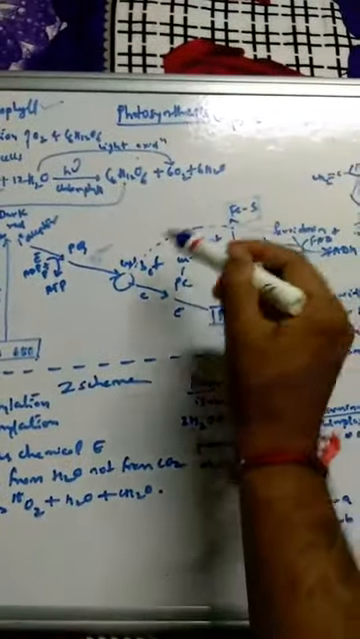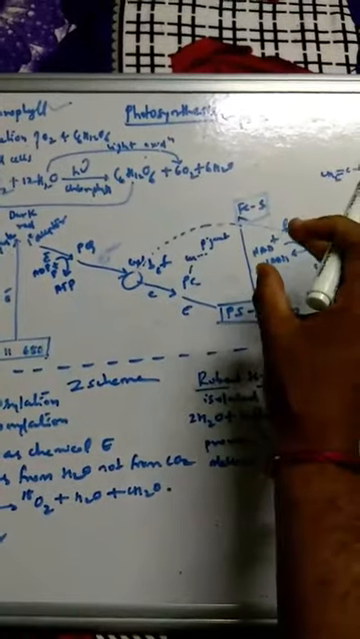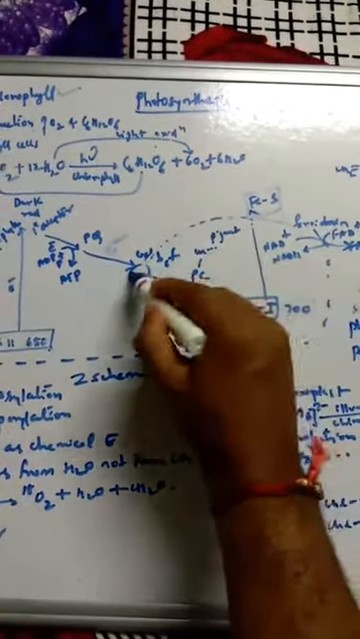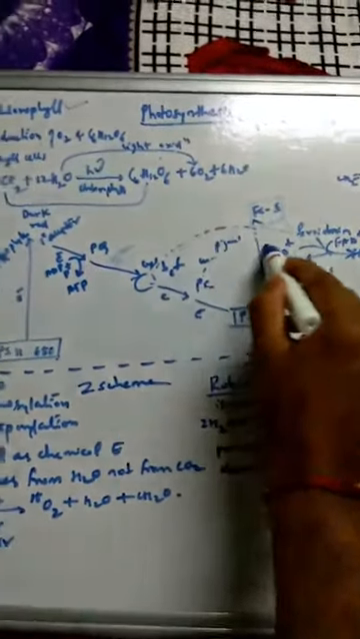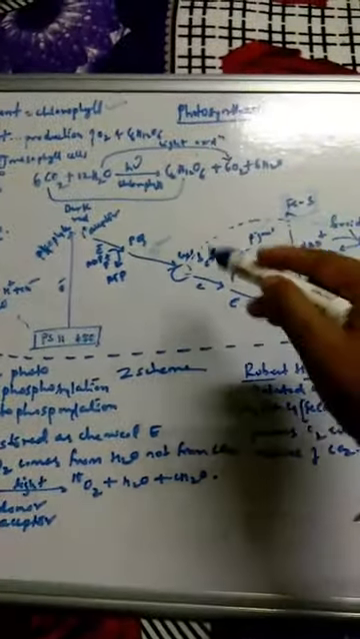So electrons are stored here. If NAD is there, it will get reduced. If it is not there, electron will flow back like this. So it's like a pendulum, like this, like this. This is how we can explain the Z scheme.